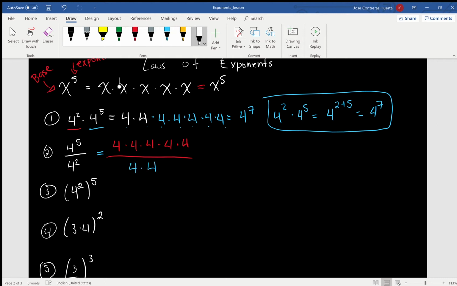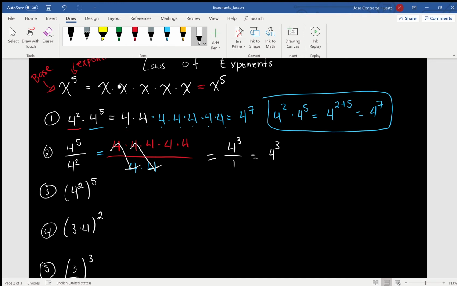Now here, you have to use your knowledge of division. So what is 4 divided by 4? Well, 4 divided by 4 is basically 1, right? So these two pairs, you have 1 on top, 1 on the bottom. That's 4 divided by 4, that's 1. 4 divided by 4 is 1. So all you have left is three 4s on top, which you can write as 4 to the third power, and you have a 1 on the bottom. So 4 to the third power divided by 1 is just 4 to the third power.